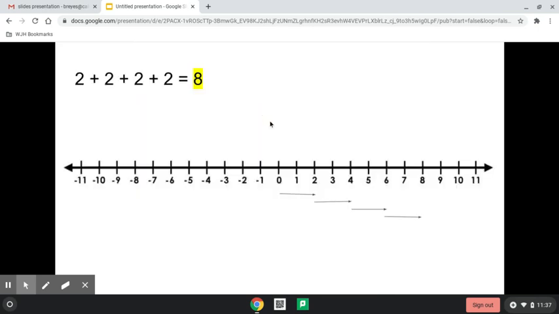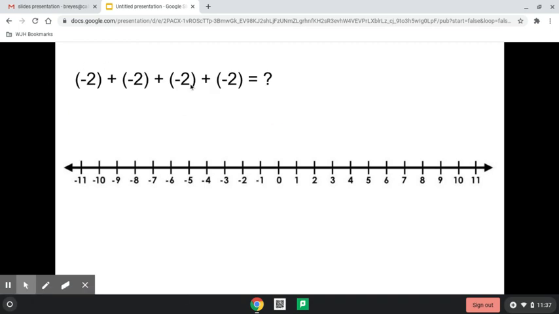I'll tell you why. Because there's another way to write this too. Can you think of another way to write this that might be more efficient using a different operation? If you said 2 times 4, you were correct. If you said 4 times 2, you were also correct. So, that's still stuff we know.